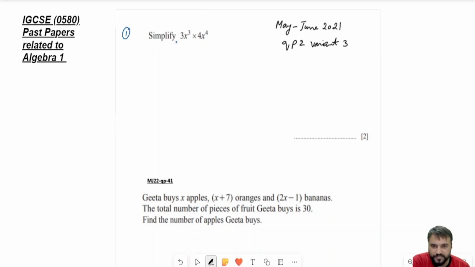Today we are going to solve more questions related to Algebra 1, and the first question is: simplify 3x cube into 4x raised to power 4. This question appeared in May-June 2021, question paper 2, variant 3. Now how can we solve this problem?